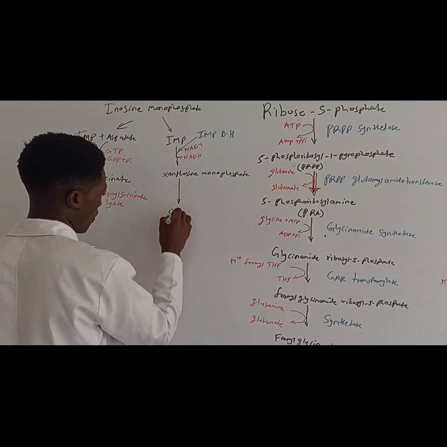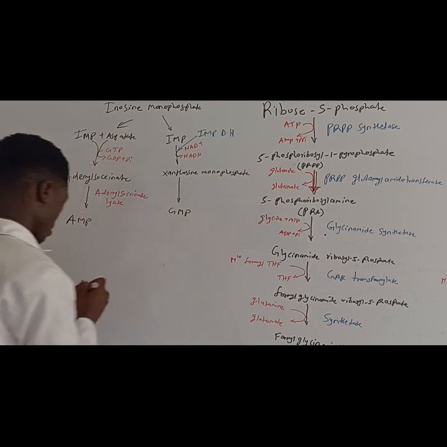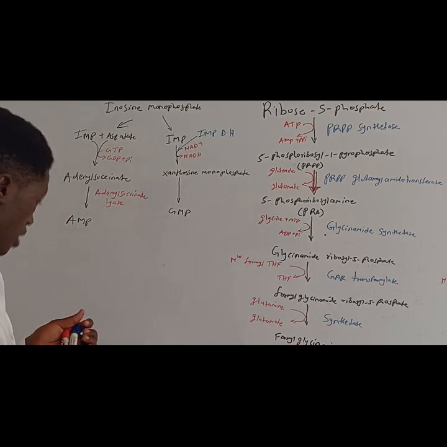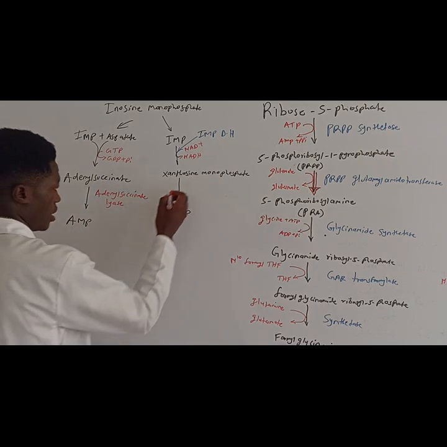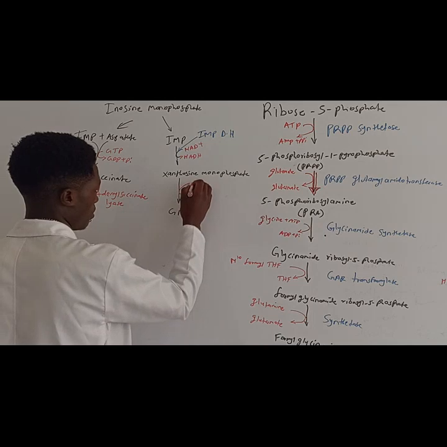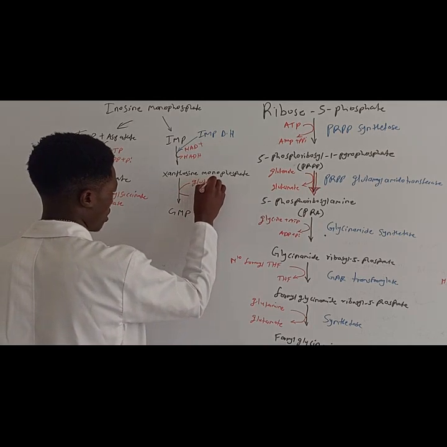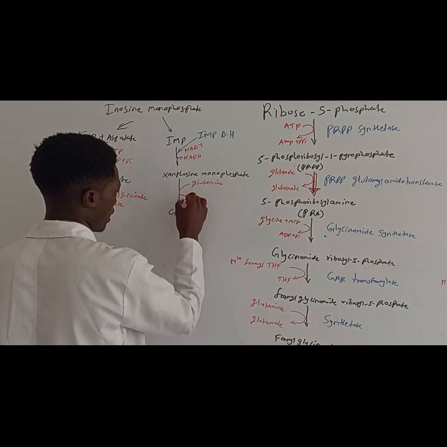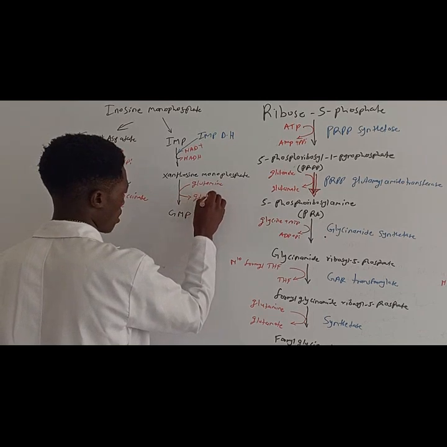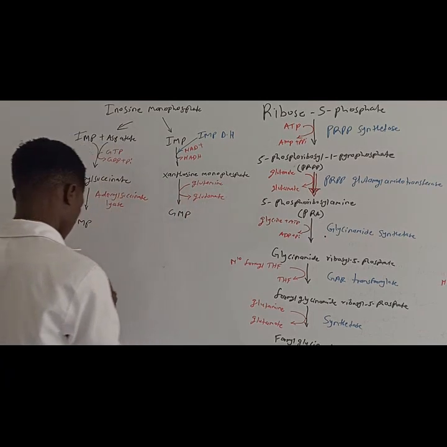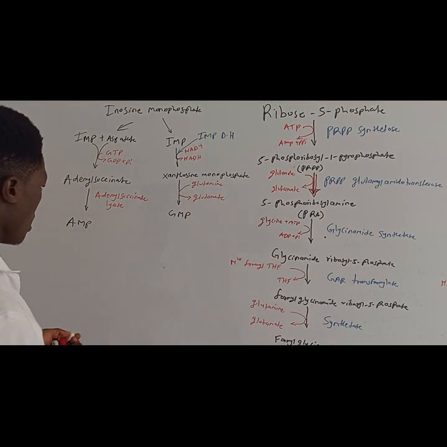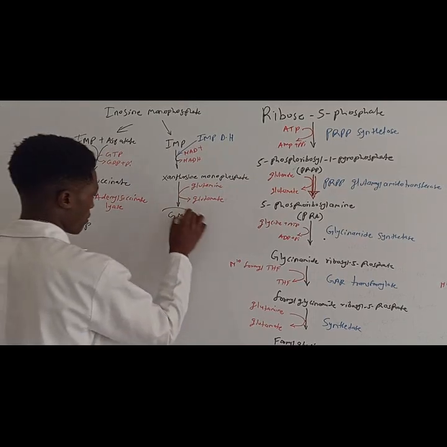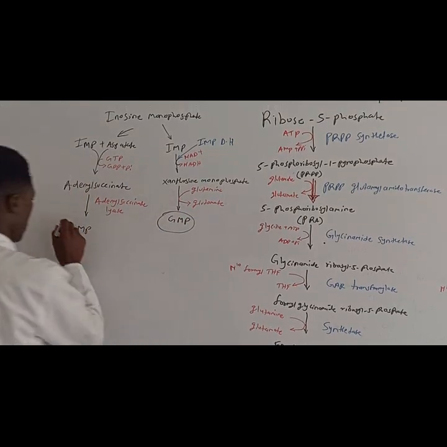into guanosine monophosphate, right? And this reaction is going to involve addition of a nitrogen, or the amino group from glutamine. It's going to be converted into glutamate. Alright. Now we finally have our GMP and our AMP.